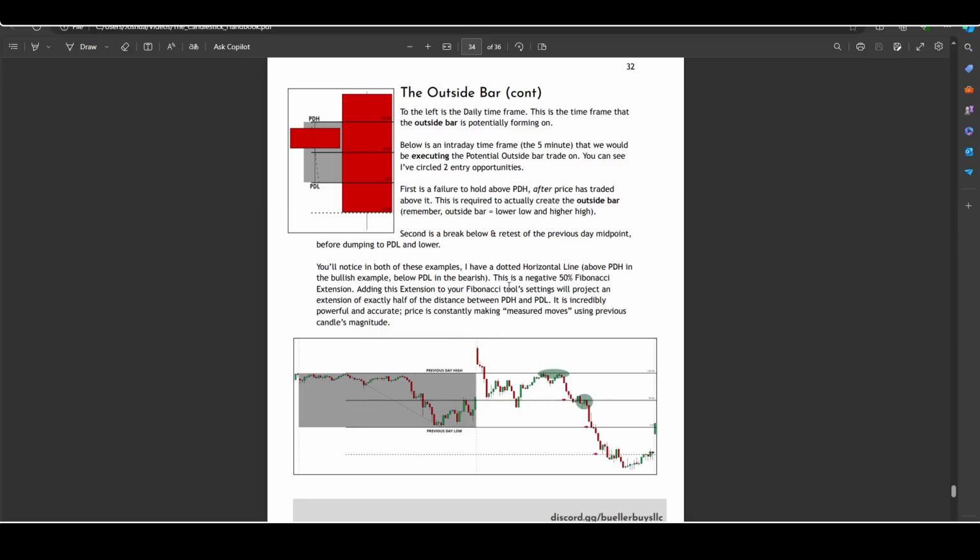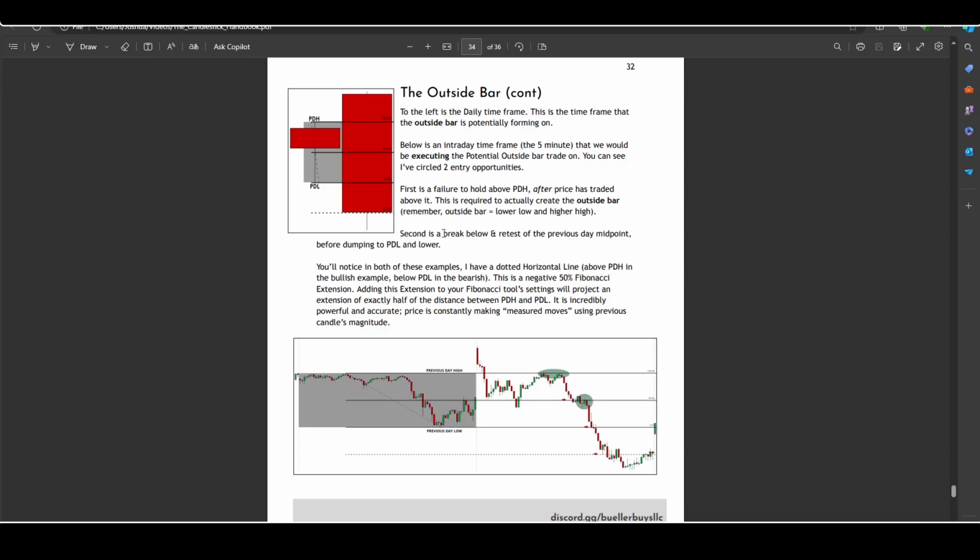First is a failure to hold above previous day high. We see that right here, sorry. We opened higher, dropped down under, after price has traded above it. This is required to actually create the outside bar. Remember, outside bar equals lower low and a higher high. So we have to have this for us to later have that representation of, oh, this is an outside bar. We don't get this if we didn't at least push above it a little bit, right?